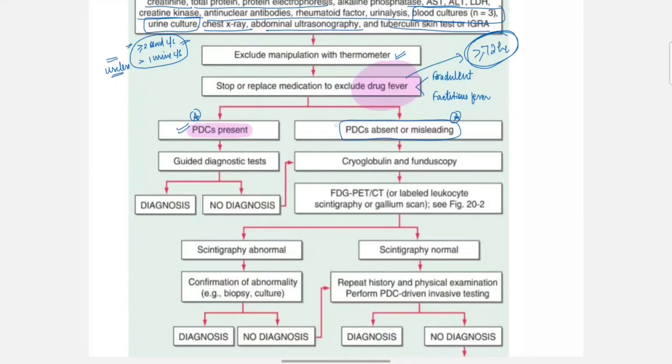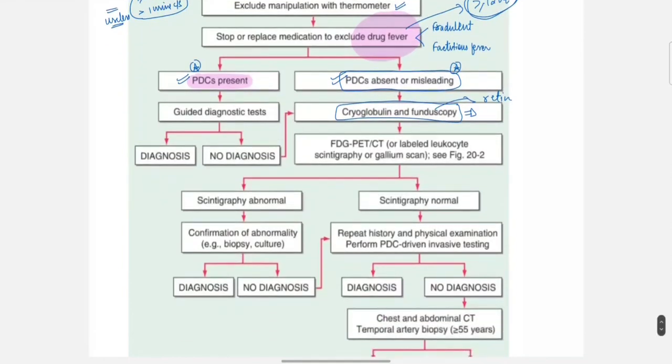If potentially diagnostic clues are absent, then we will go for cryoglobulin and fundoscopy to rule out any vasculitis: fundoscopy to rule out retinal vasculitis, cryoglobulin to rule out cryoglobulinemia and the vasculitis associated with it. If these are all negative, then we have to go with FDG PET CT scan.